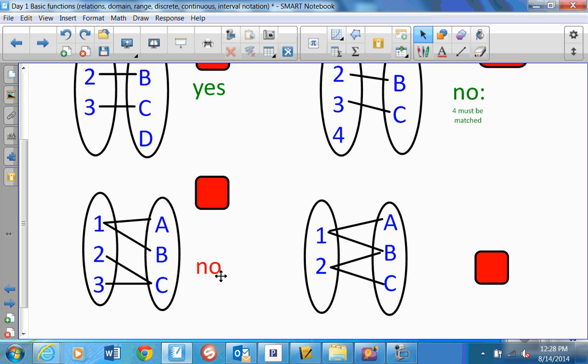Is 2 and 3 okay then? 2 and 3 is fine. Yes. Your Y's can repeat. It's just your X's that can't repeat. They can share the same. Yes. Your Y's can share, your X's cannot.